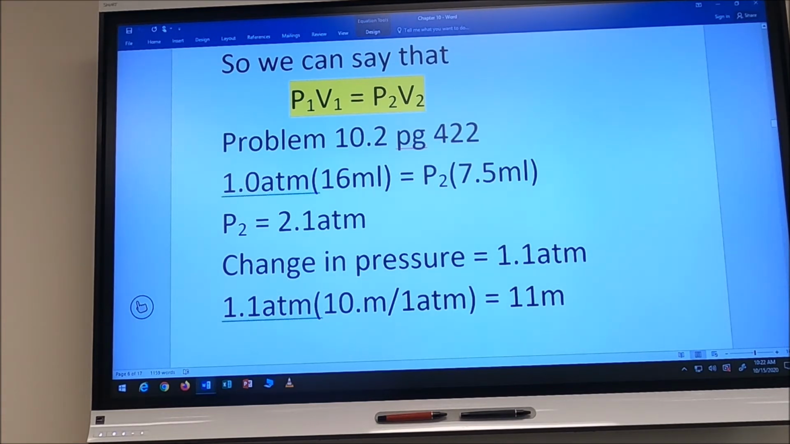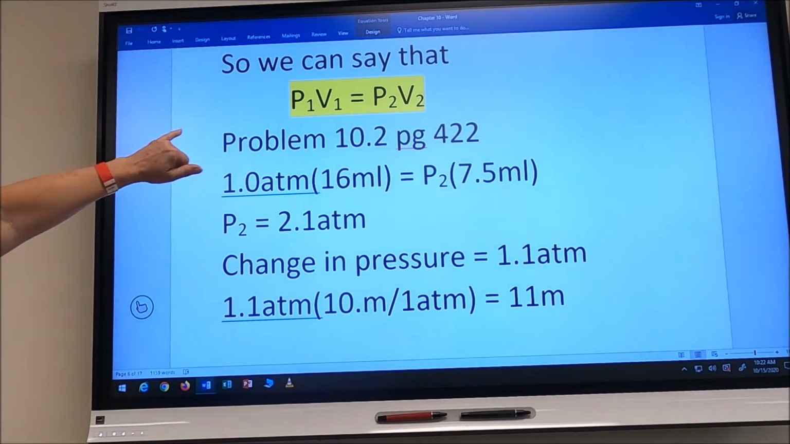The problem reads: a snorkeler takes a syringe filled with 16 milliliters of air from the surface, where the pressure is 1 atmosphere, to an unknown depth. The volume of the air in the syringe at this depth is 7.5 milliliters. What is the pressure at this depth?